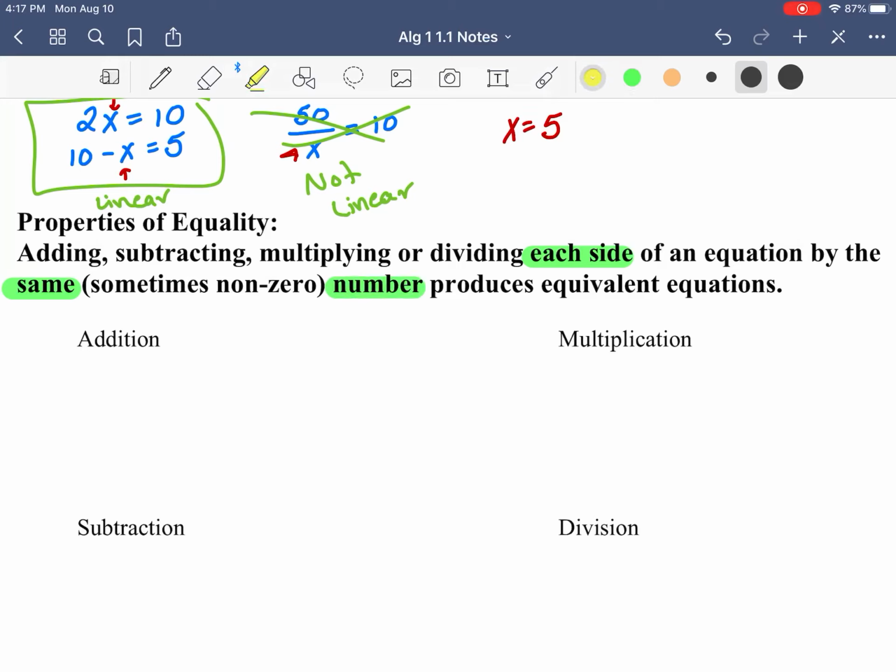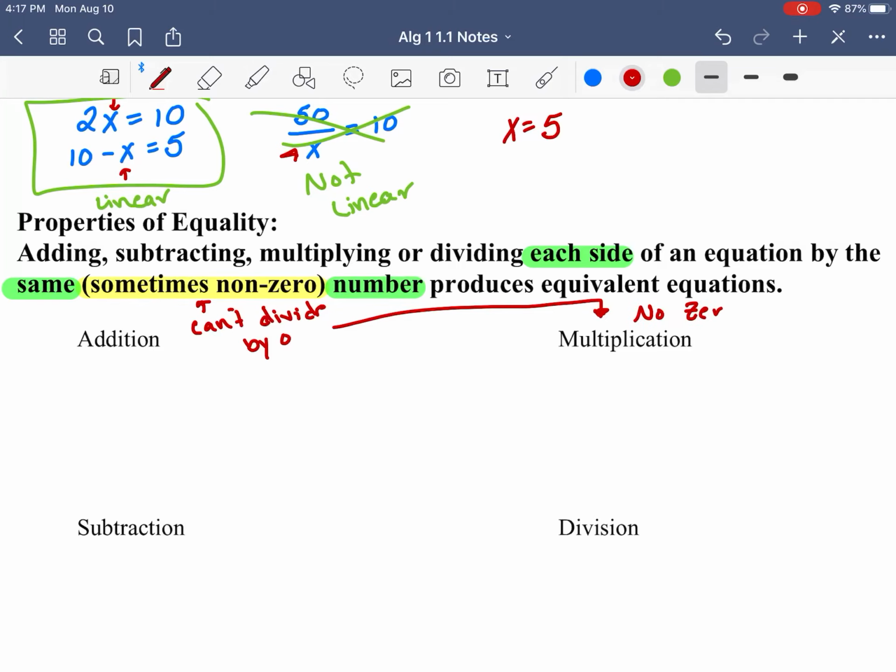And here, this bit in here, sometimes non-zero, that's really just with our divide because you can't divide by 0. So the reason we have this here is because you can't divide by 0. So over here in the multiply and divide, we don't want to multiply or divide by 0.